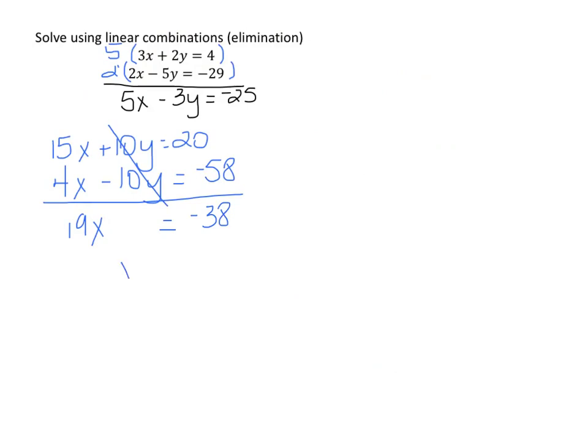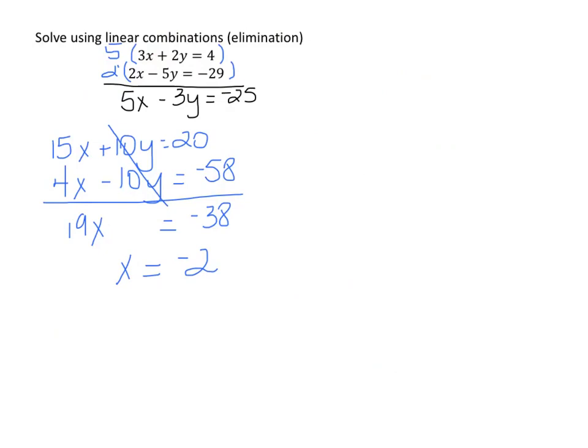When I divide by 19, I can figure out that x is equal to negative 2. Again, I'm not finished. I still need to solve for y. It doesn't matter which equation you use. Pick the one you like best, plug negative 2 in place of x, and solve for y. For this system, I'll use the top equation.